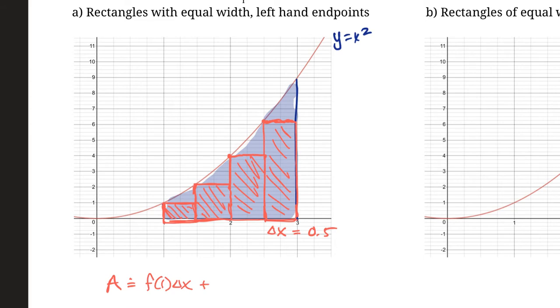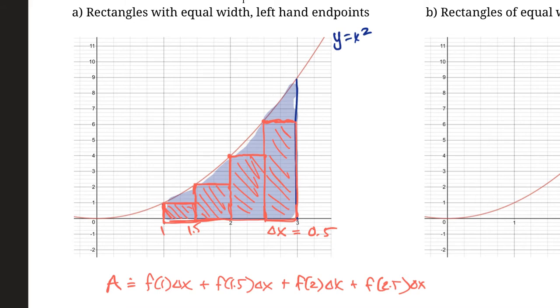The second rectangle is going to be f at 1.5. If this is 1.5, this is 1. It's going to be f at 1.5 times delta x. The next one is going to be the function at 2, times delta x. And the last one's going to be the function at 2.5, times delta x. Notice how we don't actually need what the function is at 3, because we're only using the left side of the rectangle.